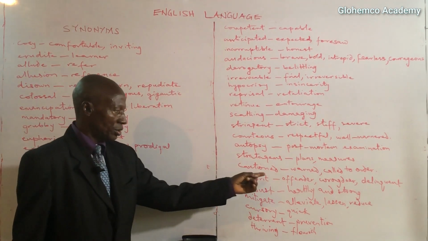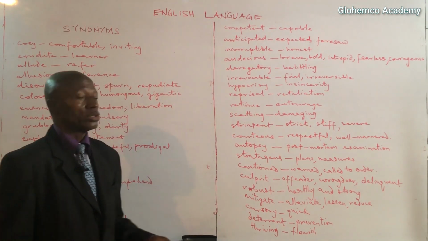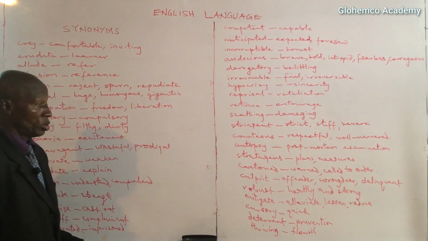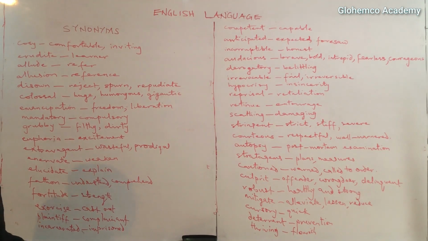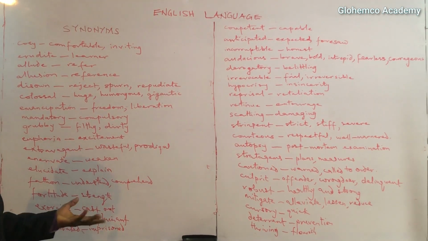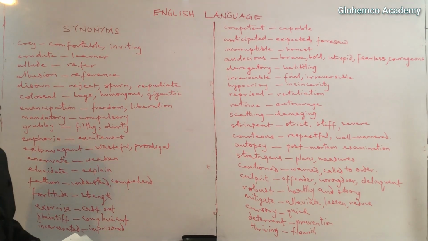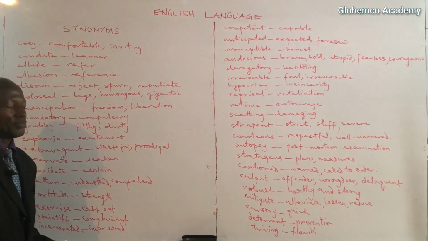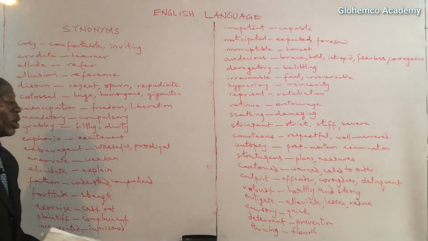So we have cautioned. When you are cautioned, you are warned. You are called to order. Then we have culprit. Culprit simply means offender, wrongdoer, or delinquent. Then we have robust.